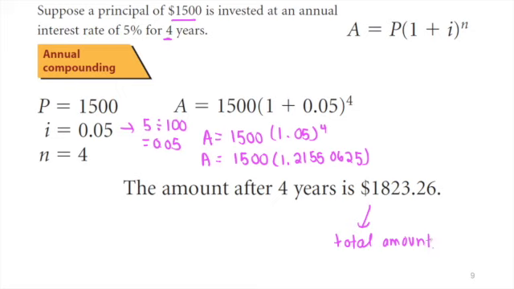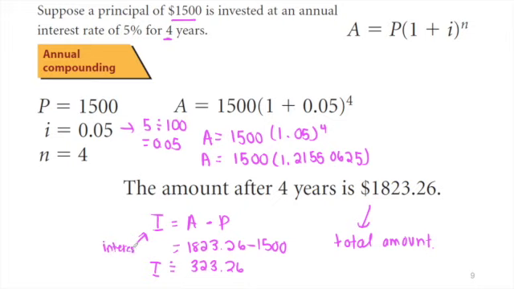Remember, if I asked you to find the interest, that's going to be your total amount, so your A, minus your principal. So 1823.26 minus the $1,500, the amount of money you invested, would be $323.26. So your interest would be that. Don't worry too much about that, but just making sense of what we're calculating.